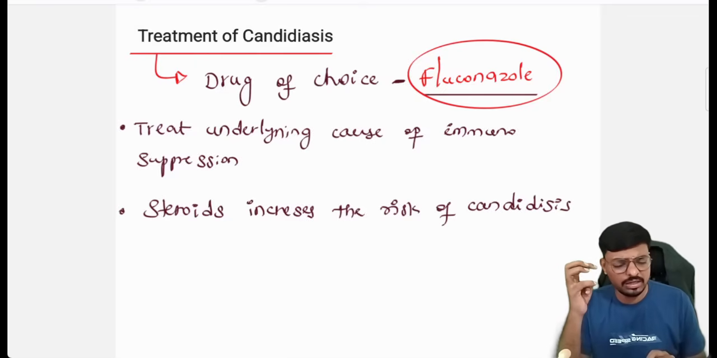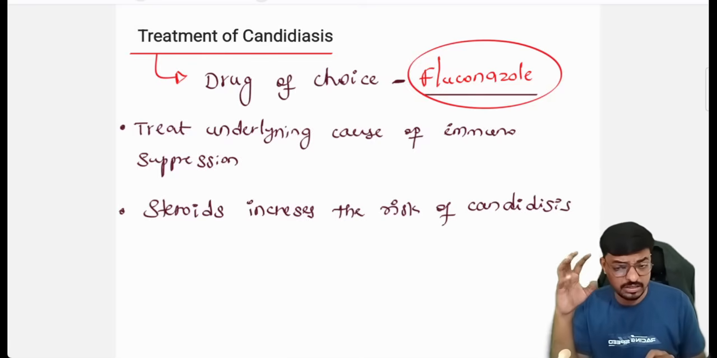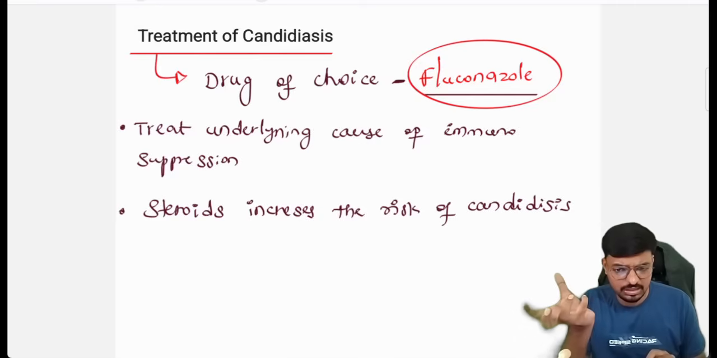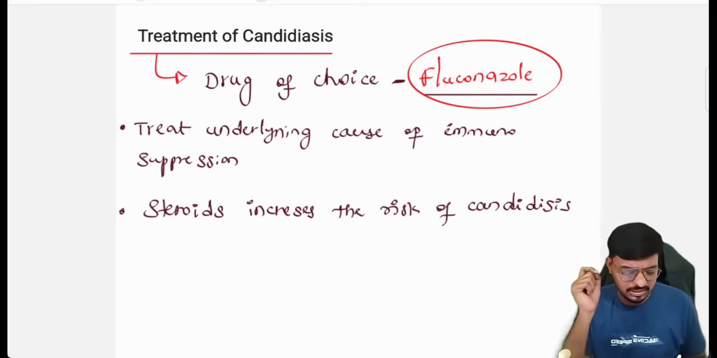In case of leukocytopenia, which means a decrease in WBC, the risk of infection will be more. That is the reason. Wherever low immunity is there, the candidiasis risk will be more. So the target of treatment is to improve the immunity. Whenever the immunity improves, the risk of candidiasis automatically reduces. So remember, steroids increase the risk of candidiasis.